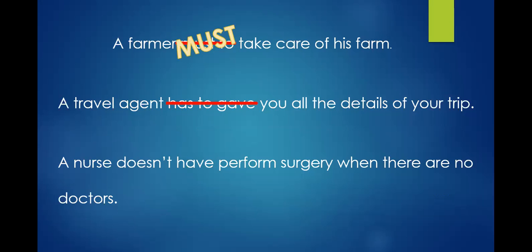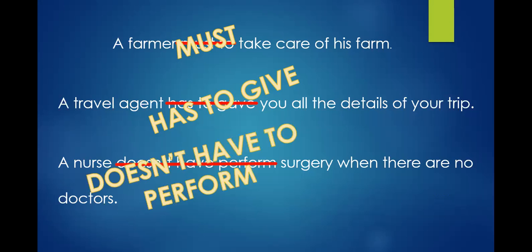Take a look at the second sentence. A travel agent has to give you all the details of your trip. Now I crossed out has to give because we said that we need a verb in simple form. Has to give, not has to gave. Gave is in past. We need the verb in simple form. Has to give. Okay. For the third sentence, a nurse doesn't have perform surgery when there are no doctors. Again, this is incorrect. We use doesn't have to, and then after that, we use the verb in simple form.